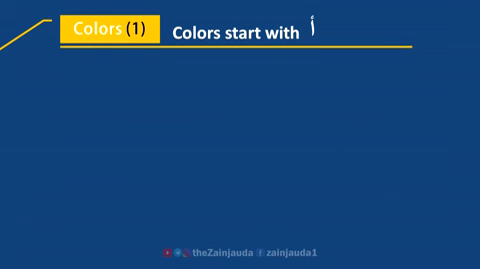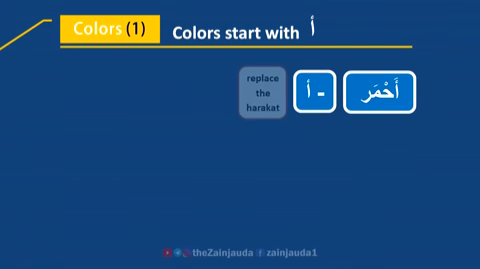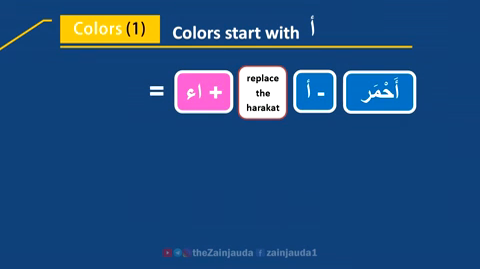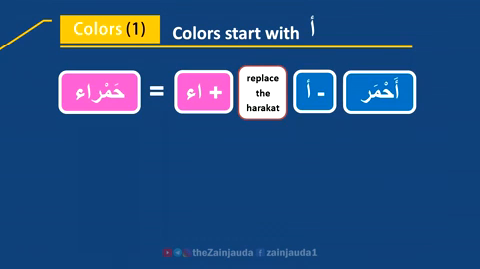In order to change a masculine color that starts with hamza into a feminine one, you need to do the following. First, delete al-hamza. Second, replace the harakat. And third, add alif and hamza. Thus the masculine color ahmar becomes the feminine hamra. Let's apply this in detail.